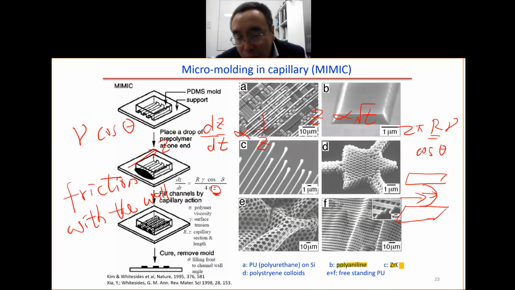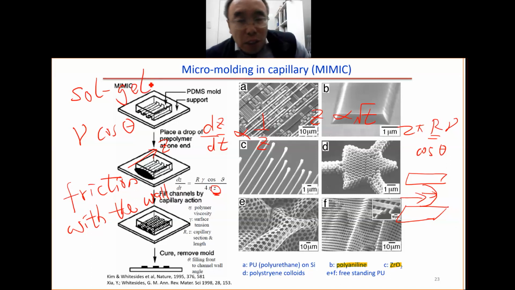You may wonder, this one is oxide, it is a solid. How to fill a solid into the channel? The process is done by the sol-gel process. So first we have the liquid. When we have the liquid, it can fill into the channel. Then we do a high temperature annealing process. During this process, the gel will become a solid, zirconium oxide. This is polyurethane. This is also polyurethane.